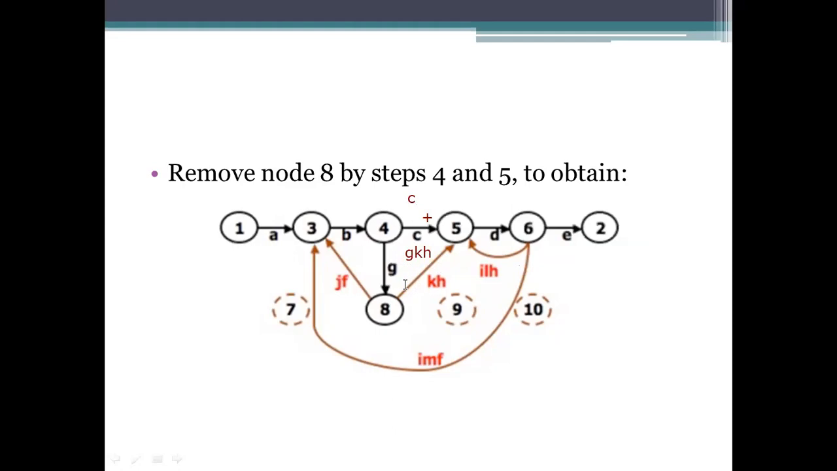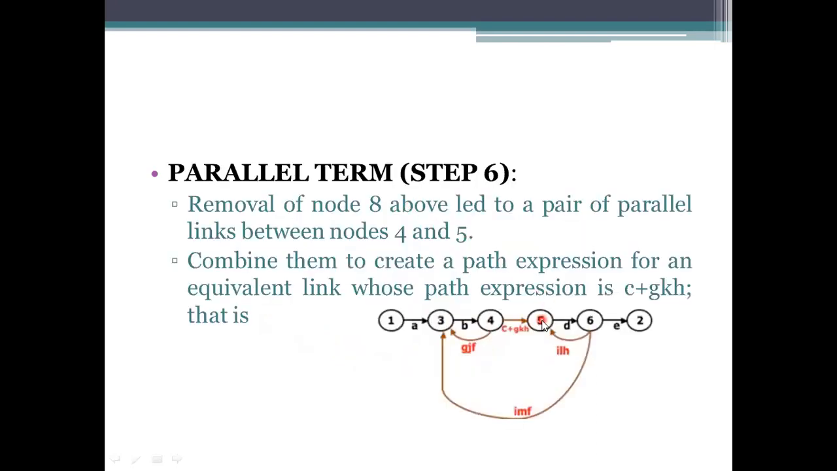And also we are having another notation. So from 3 to 4 and 4 to 3, we are using a loop-like structure here. So we need to study that also. So here the loop-like structure has to be specified. So C plus GKH, GJF has been considered, and then next ILH has been removed, IMF has been considered.